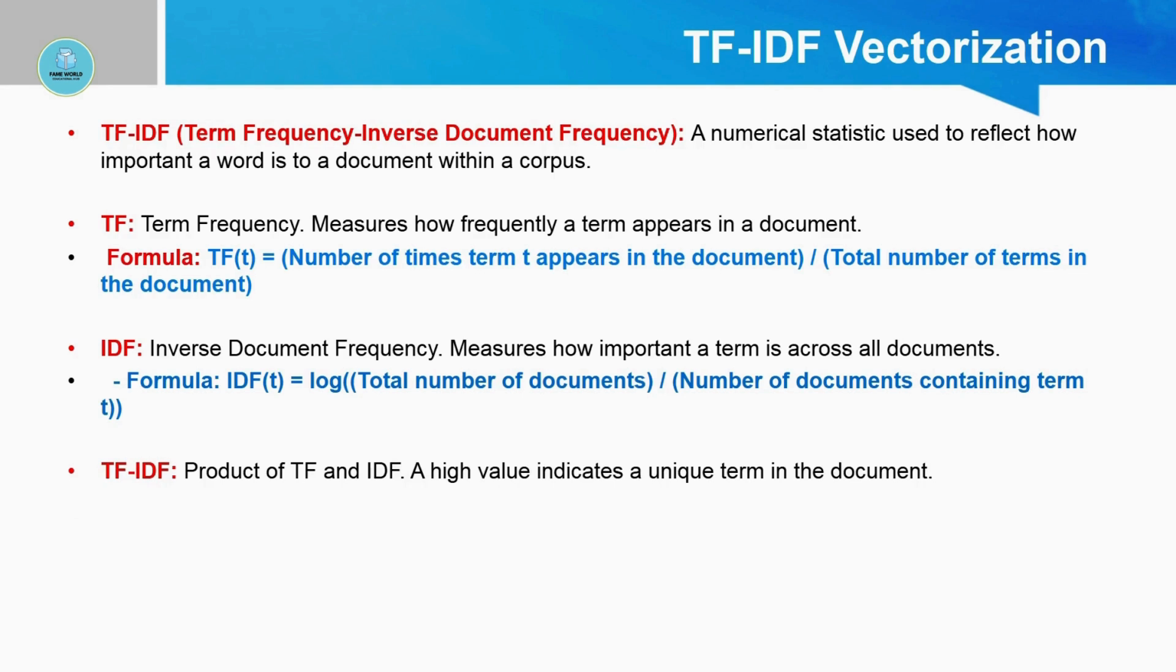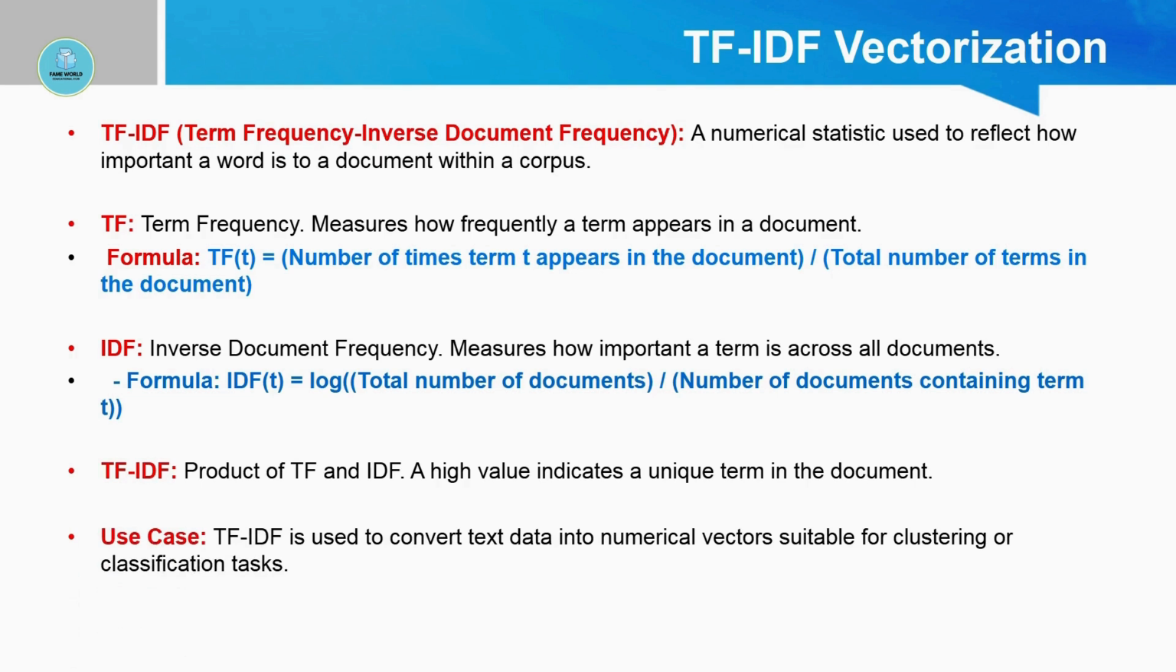TF-IDF is the product of TF and IDF. This helps reduce the impact of frequent terms across all documents and highlights unique terms. TF-IDF transforms the raw text into a numerical matrix that can be fed into machine learning algorithms like K-means clustering.